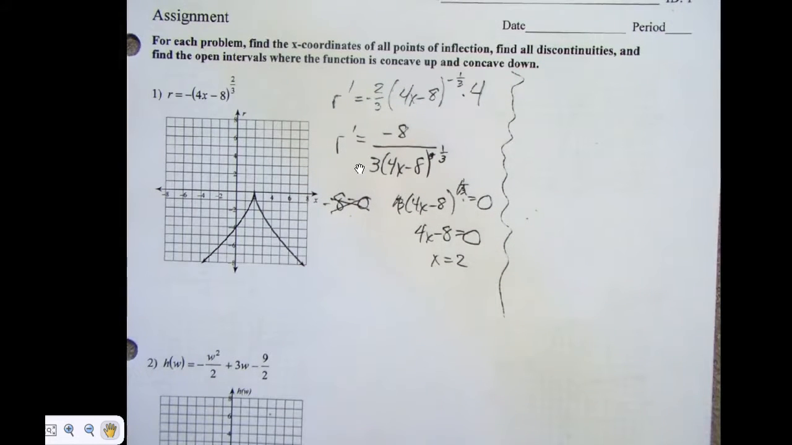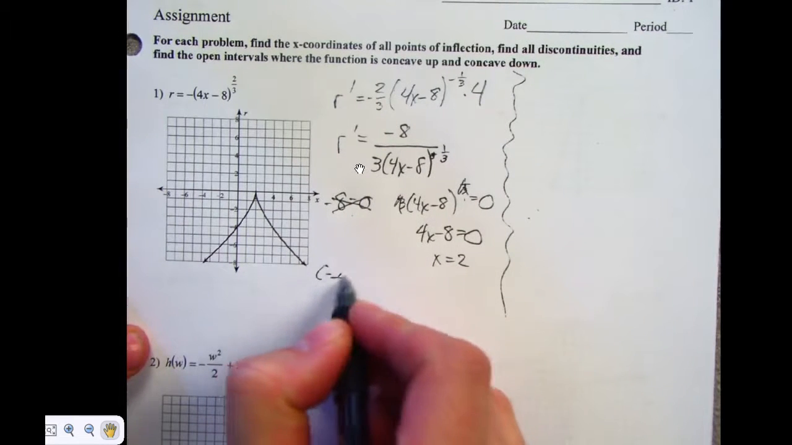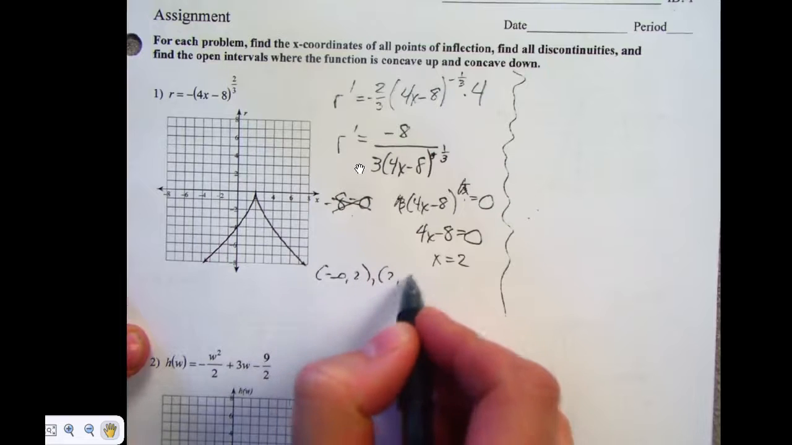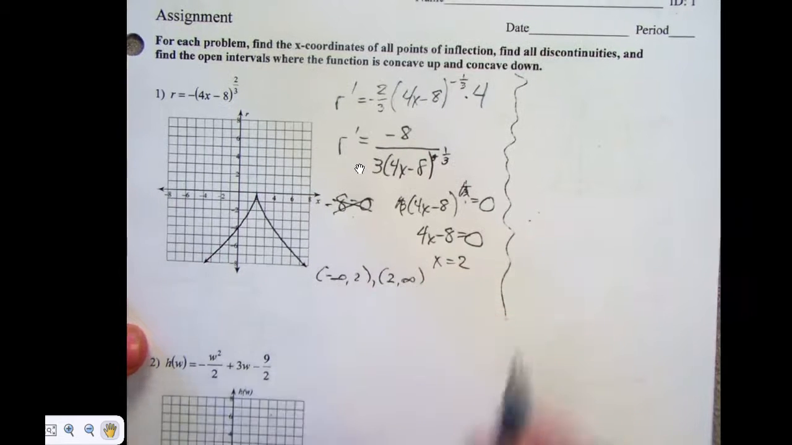So we've got a giant number line with 2 in the middle. How many intervals do we have? 2 of them. Negative infinity to 2, and 2 to infinity. Go ahead and plug in.